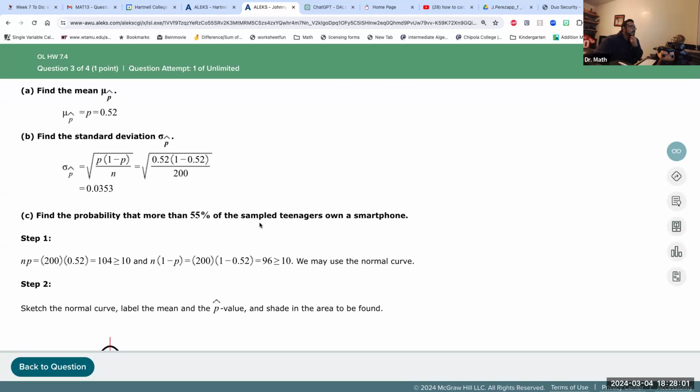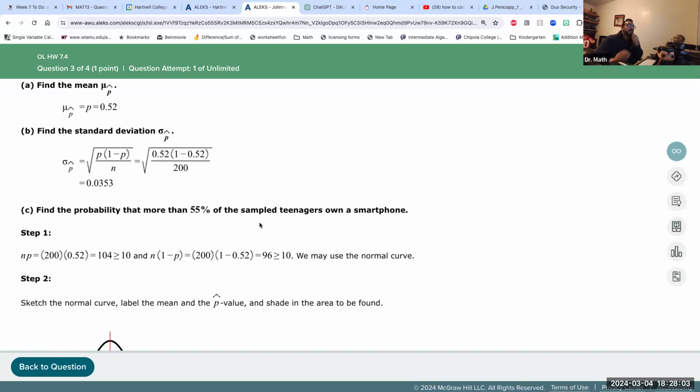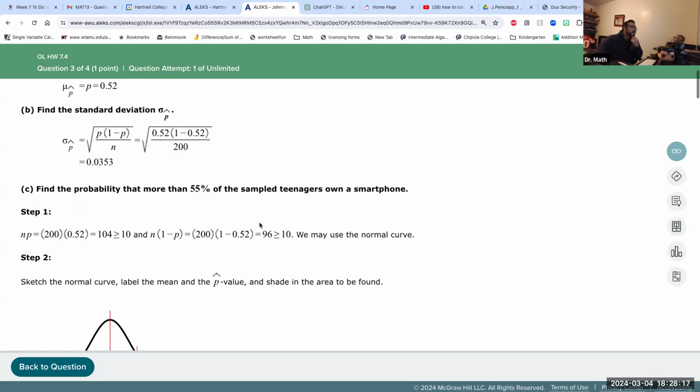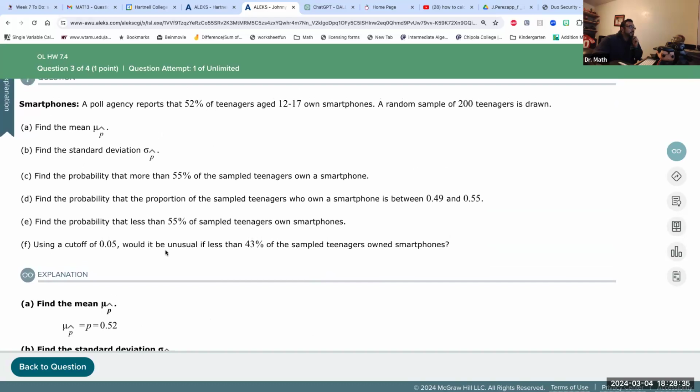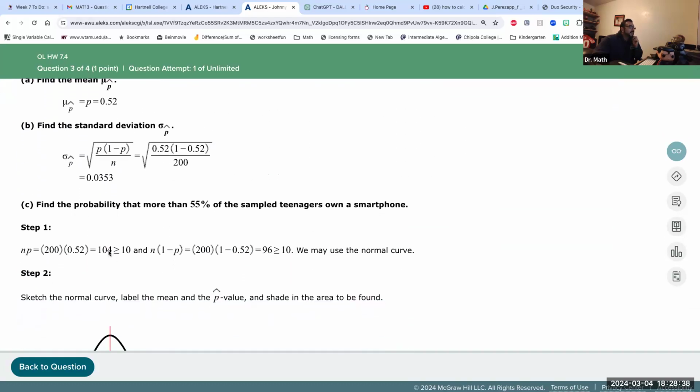First things first, we want to make sure that we can say this curve is normal. To see if we have a normal or approximately normal distribution, we have two formulas to check. First, we multiply n times p, our sample size times the proportion, the probability of that happening, which is 0.52. When we multiply that, we get 104.